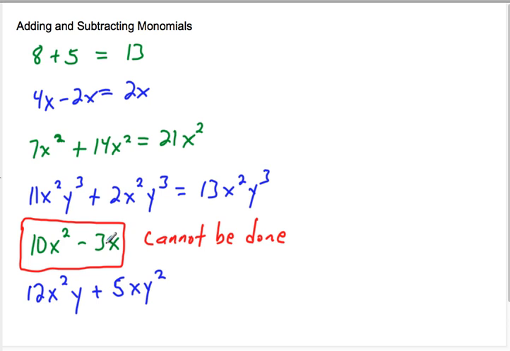Same thing with this blue one down here. They both have x's and y's, except the x has a degree of 2 and the y has a degree of 1 here and 2 here. So even though overall they both have a degree of 3, each variable has to have the exact degree. Okay, so this can also not be done. So the simplified answer of this is this.